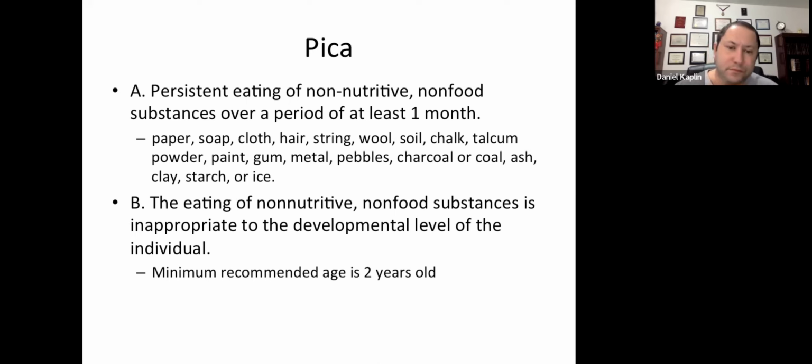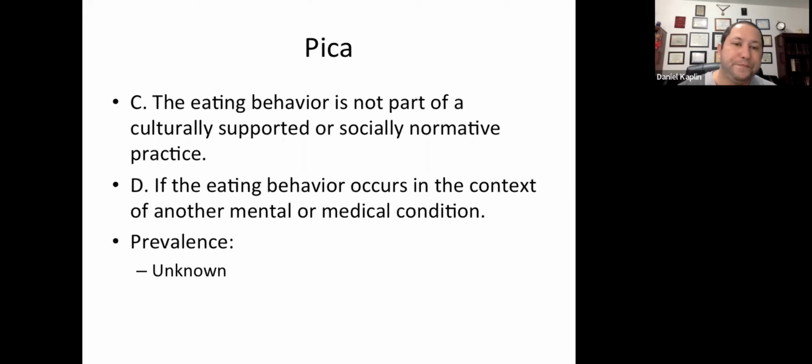And because of that, we recommend a minimum age of 2 years old for this diagnosis, because infants tend to put things in their mouth naturally without any kind of thought. So if they're putting something in their mouth and eating it under the age of 2, they're probably not doing it as a disordered eating practice. But by the age of 2, we become aware that we're not supposed to put non-nutritious stuff in our mouth, and the criteria of pica starts to be met.